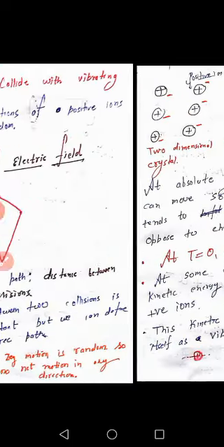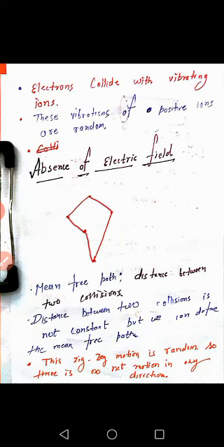Okay, now the next slide is this. Electrons collide with vibrating ions. Definitely electrons will collide with the vibrating atoms, because electrons also have energy, E equal to 3 by 2 kT, so they have some thermal velocity, and these atoms are also vibrating. Then definitely there will be some collisions, and these collisions could be elastic and inelastic, and here we will talk about inelastic collisions. And these vibrations of positive ions are random, as we have already discussed.